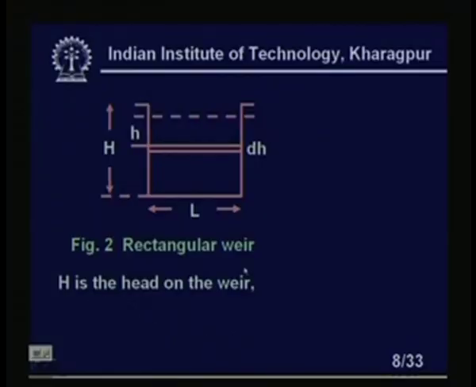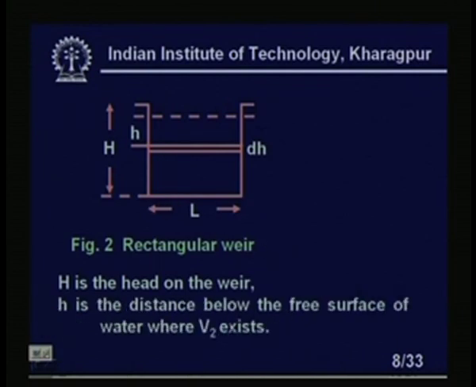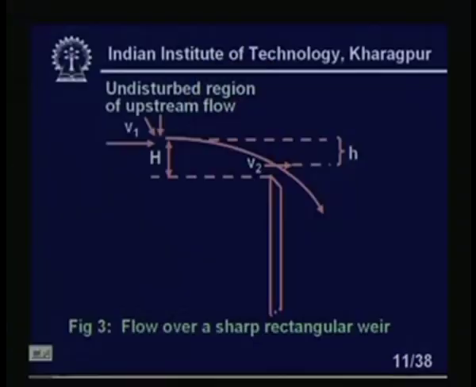Now, let us look at how the water flows on this weir, where H is the head on the weir as we told, and L is the length of the weir, basically the length of the crest of the weir, and small h is the distance below the free surface of the water where V2 exists. That will be shown more clearly in the next slide. Yes, it is clear now.